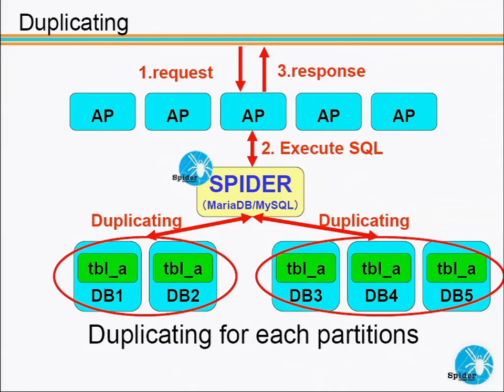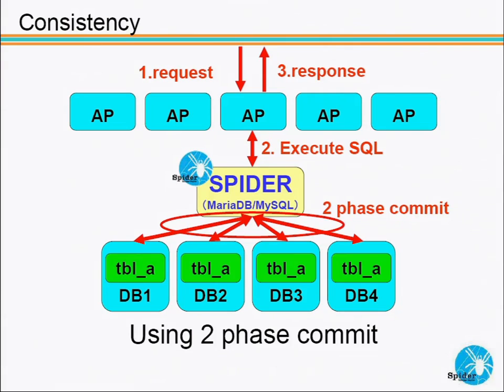And you can federate multiple servers for the same partition to bring HA and load balancing per partition. And when writing multiple replicates or on multiple servers, Spider uses two-phase commit to preserve consistency.